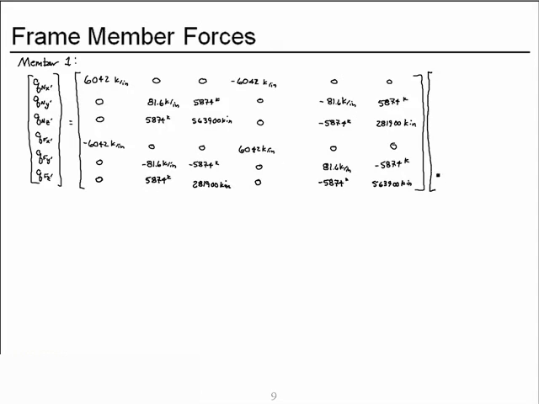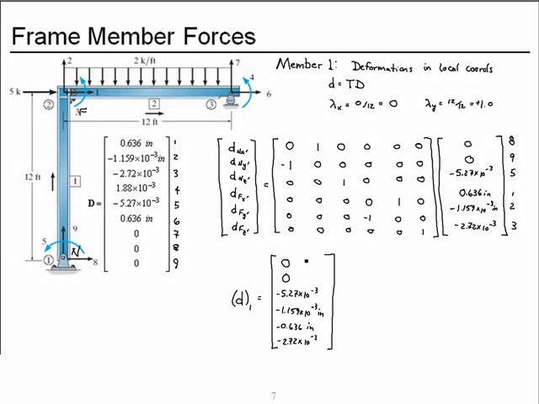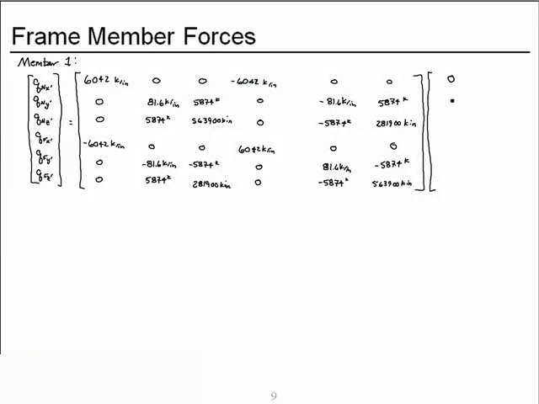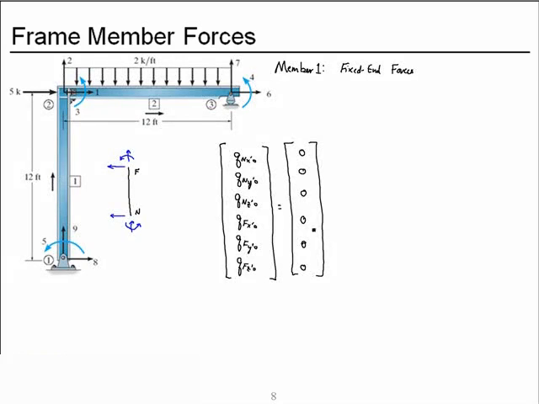We multiply this by the deformations in local coordinates, which we calculated and assembled here. So we have a 0, 0, minus 5.27 times 10 to the minus third radians, a minus 1.159 times 10 to the minus third inches, a minus 0.636 inches, and a minus 2.72 times 10 to the minus third radians, and to which we add the fixed end forces in local coordinates, which are all 0 for member 1.